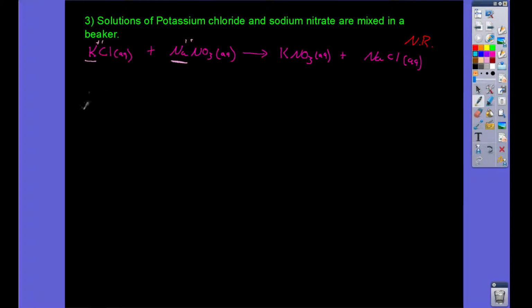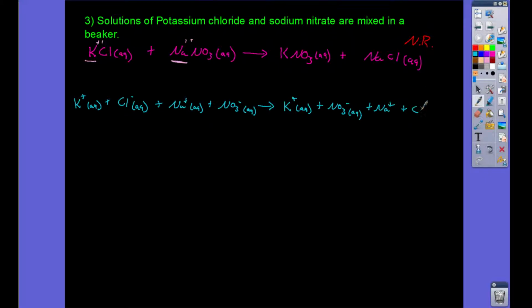So I'm going to split these up one more time into K plus aqueous plus Cl minus plus Na plus NO3 minus, and this is going to create K plus NO3 minus plus Na plus Cl minus.